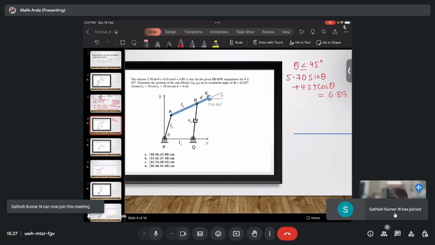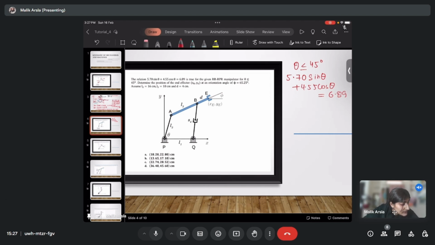So L1 is not given, sorry. This L2 has been given to us, and it is equal to 16 centimeter. This L3 has been given as 18 and this D has been given as 4 centimeter, right? And this phi is also given, 62.25 degree. Now what we need to figure out is the XC and Y coordinates, which is pretty simple.